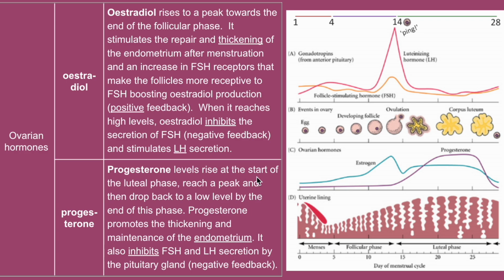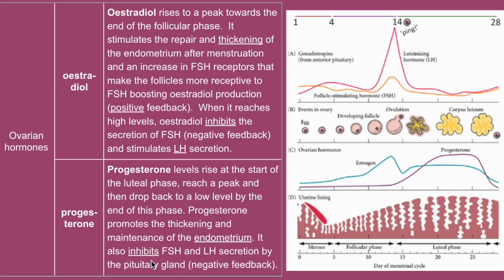Now, progesterone levels rise at the start of the luteal phase, as seen here in purple. They reach a peak and then drop back to a low level at the end of the luteal phase. Progesterone's primary job is that it promotes the thickening and maintenance of the endometrium. So it maintains that thick endometrial layer, waiting for a potential fertilized egg to appear and embed in that endometrium.